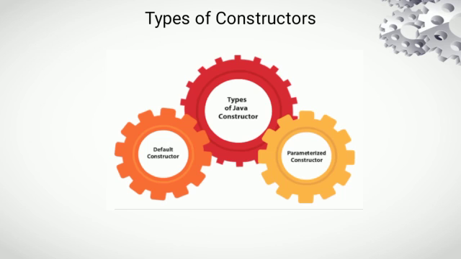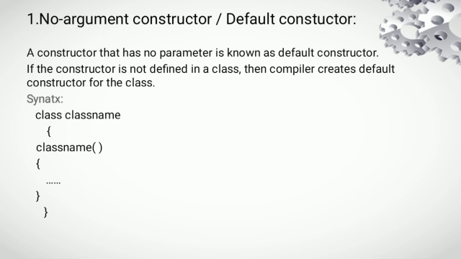Types of constructors. There are two types. One is the default constructor. Second is the parameterized constructor. Let's see one by one. First one, default constructor or no argument constructor. A constructor that has no parameter is called a default constructor. If you do not implement any constructor in your class, the Java compiler inserts a default constructor in your code.